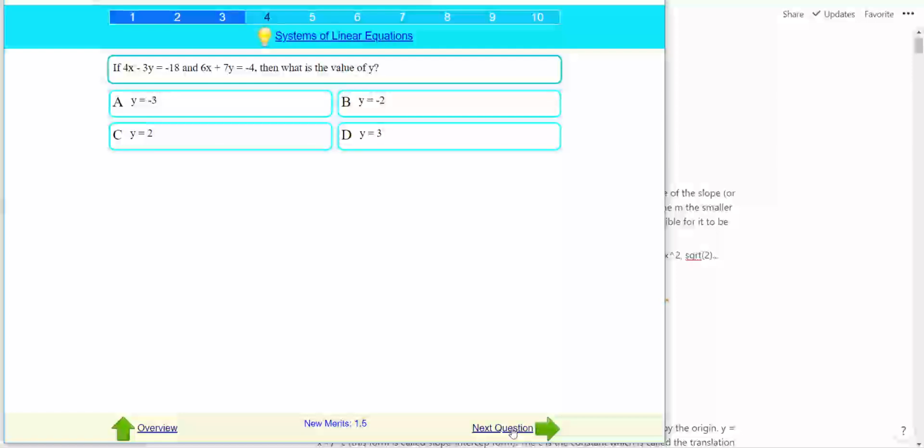So they are looking for the y. So the y, let's substitute this. So we have 4x, so negative 12. That's negative 12, minus 3y, which equals negative 18, right? So we take the 12 to the other side. It's negative 3y equals negative 4. Sorry, negative 6. And then we get rid of the negative 3. So y would actually be 2.